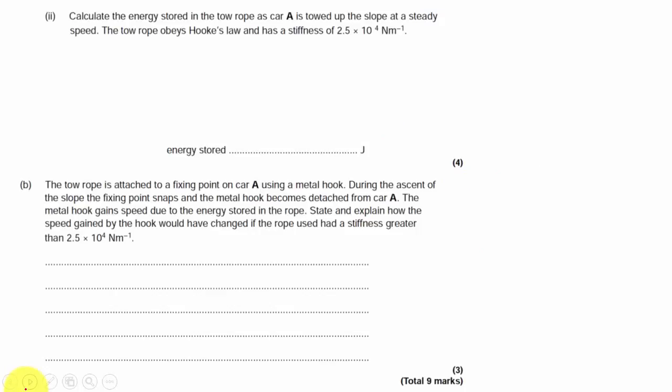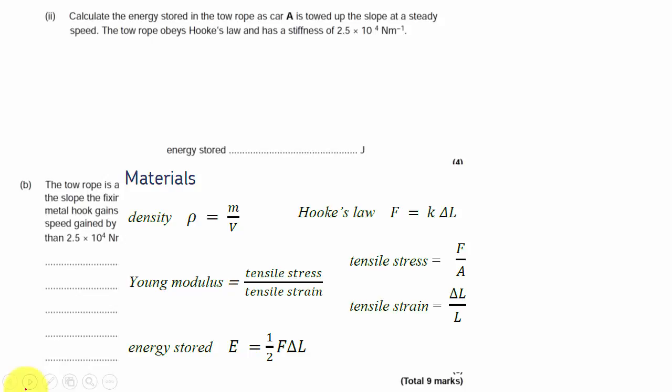So if you look at the equation sheet that you're provided with for this question, you're given two useful equations. You might jump straight to the energy stored, since I'm being asked for energy stored. The equation for energy stored that you're given by this exam board is a half force times the change in length. But I don't have the change in length. But I am given another equation, which is the Hooke's law equation. Force is equal to spring constant times change in length.